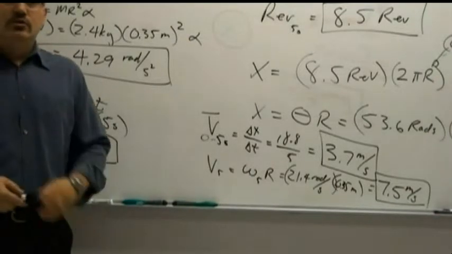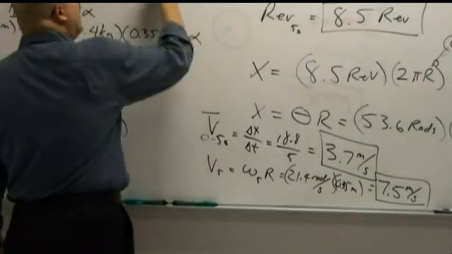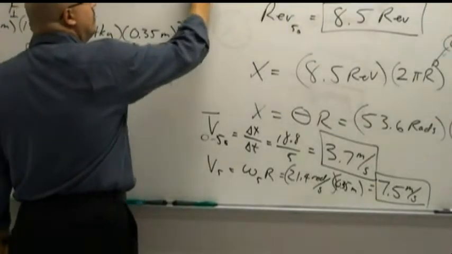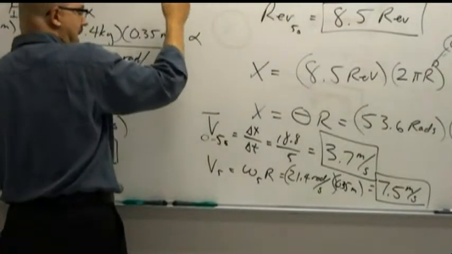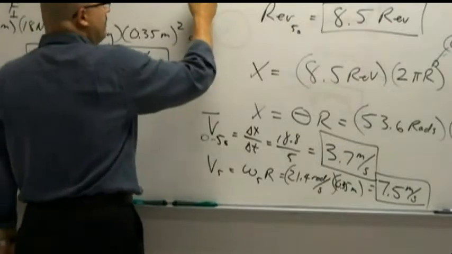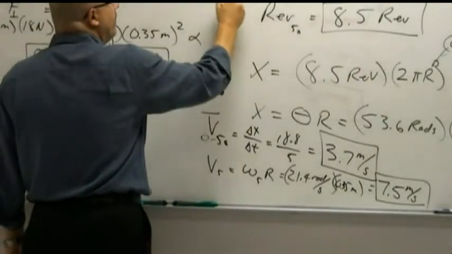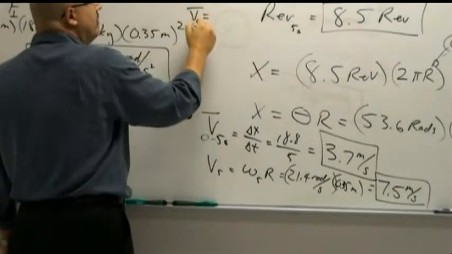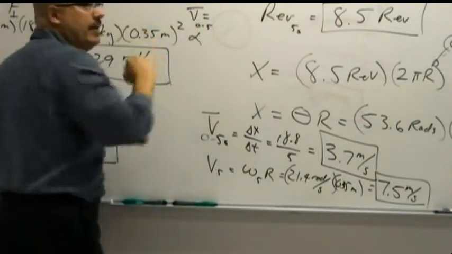All right, 7.5. What was our velocity at 0? 0. Our velocity at 5 was 7.5. So what's the average velocity between 0 and 5? Not 3.7.